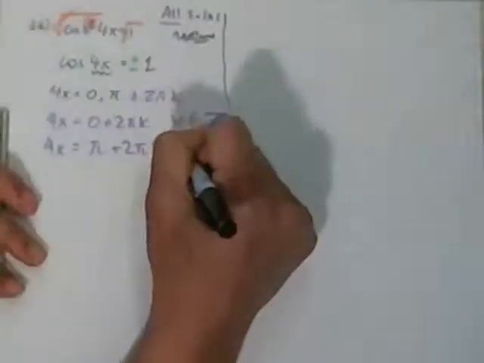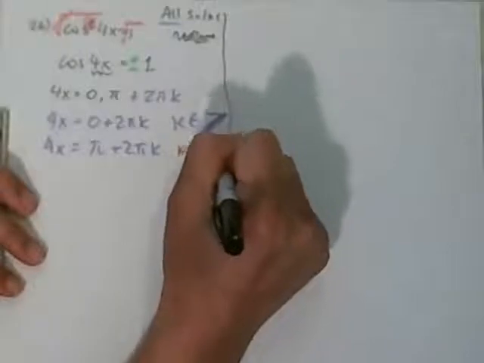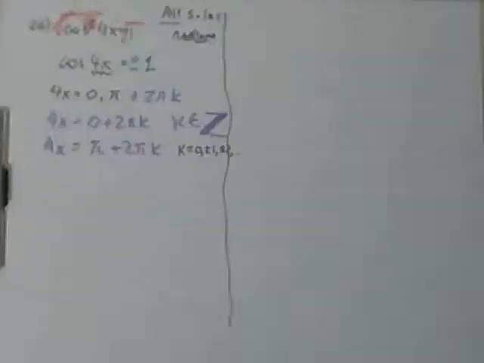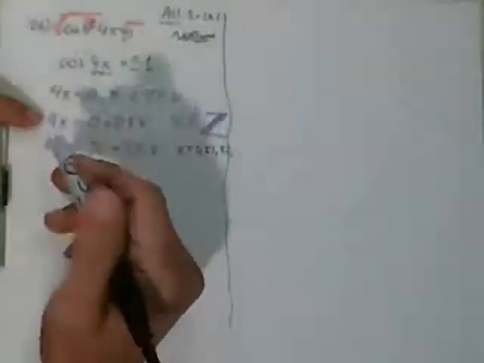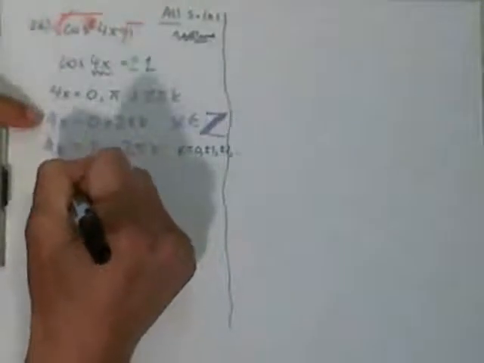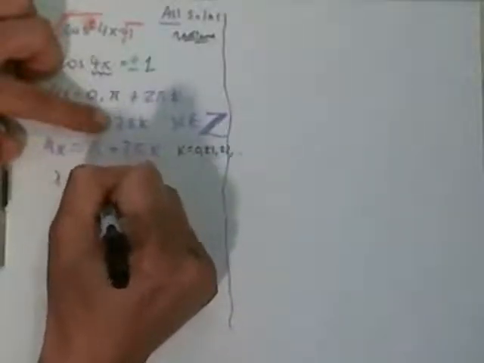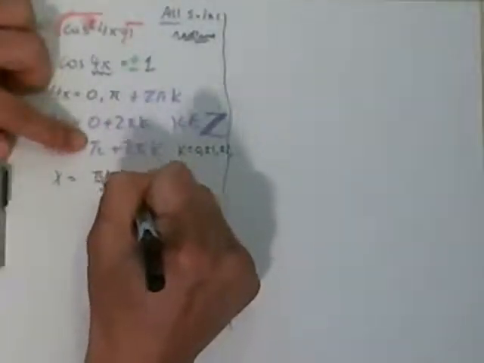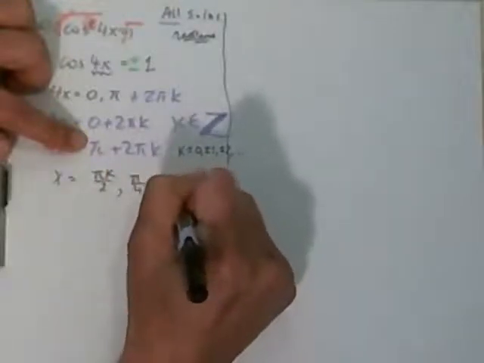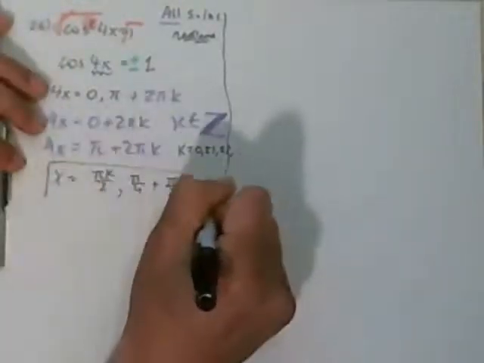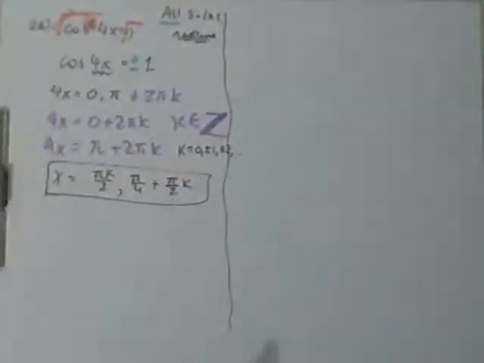If you want me to write it out, k is equal to 0, plus or minus 1, plus or minus 2, and so on. Solving for x in this equation, x equals, divided by 4, we still get 0, we don't need that. Divided by 4 here, 2 pi k divided by 4 is pi k over 2. Divide this by 4 and get pi over 4 plus pi over 2 k. And there you have it. Two sets of solutions. All solutions, that is.